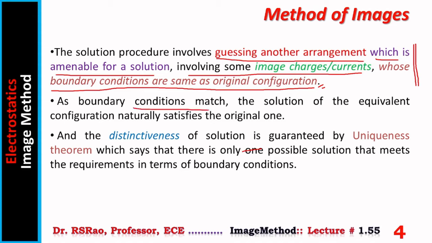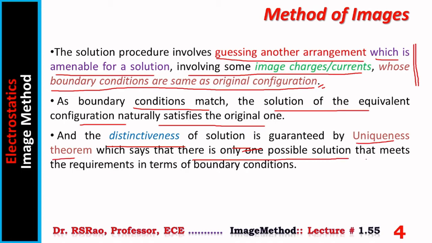As boundary conditions match, the solution of the equivalent configuration naturally satisfies the original one. When boundary conditions are the same for 2 configurations, the solution of one becomes valid for the second too. The distinctiveness of the solution is guaranteed by the uniqueness theorem, which says there is only one possible solution that meets the requirements in terms of boundary conditions. The uniqueness of the solution is guaranteed by the uniqueness theorem.